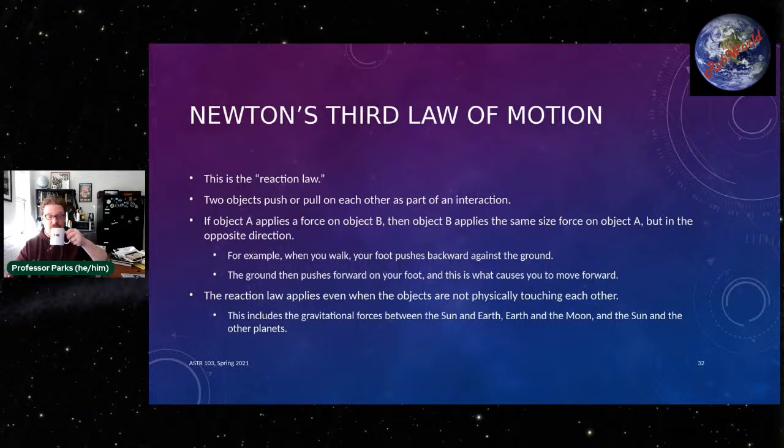And then we have Newton's third law, the reaction law, which is commonly said that for every action, there is an equal and opposite reaction. If you apply a force to something, then Newton tells us that that something then applies a force directly on you, but in the opposite direction.